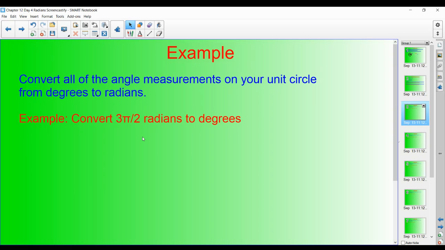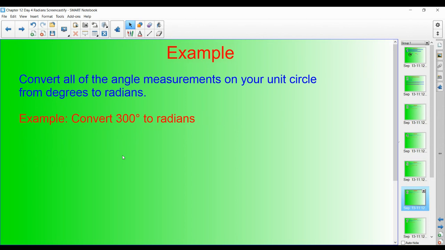If I want to know where 3 pi over 2 is on my unit circle, and right now I have only degrees, I could say, well, pi is 180 degrees. So 3 pi over 2 equals 3 times 180 divided by 2, and that's 270 degrees. So 3 pi over 2 radians is 270 degrees.